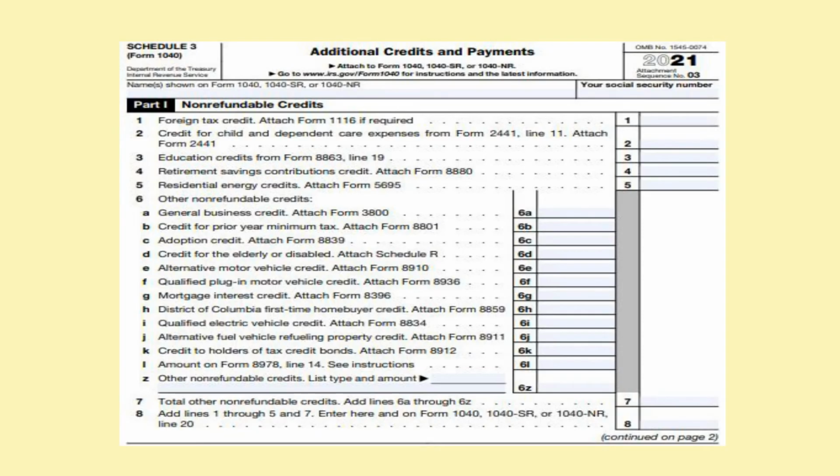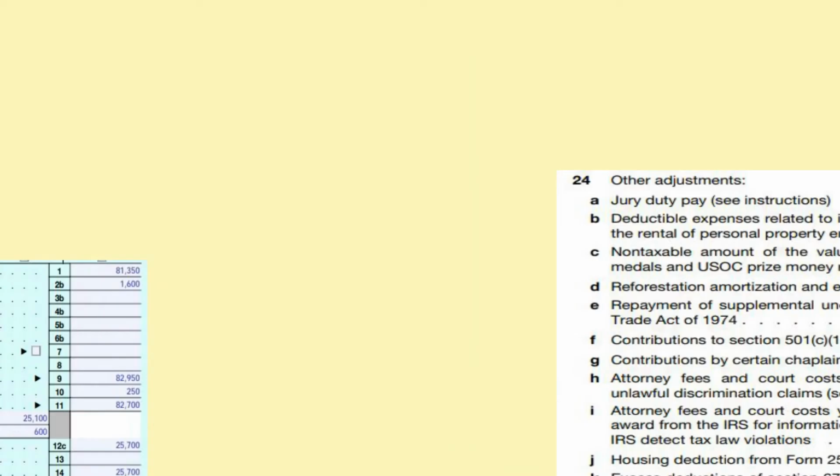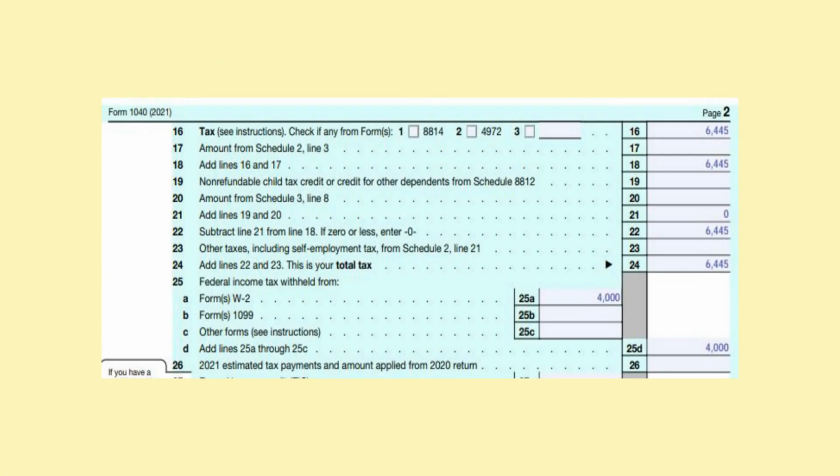Two of the most common additional credits are the credit for child and dependent care expenses from Form 2441. Another common one is the education credits from Form 8863. I do have another video detailing the education credits, and I will put the link at the bottom of this video.